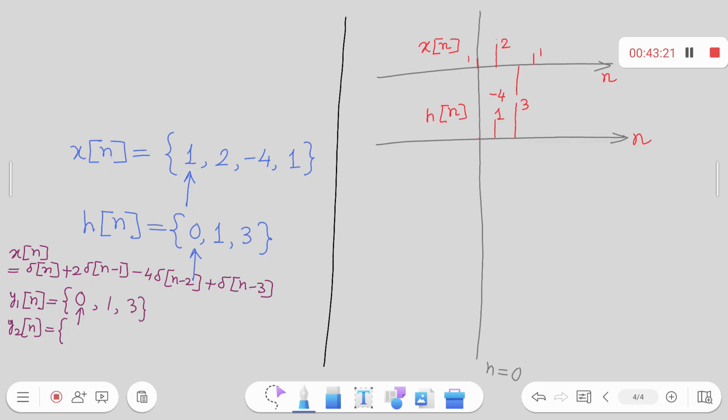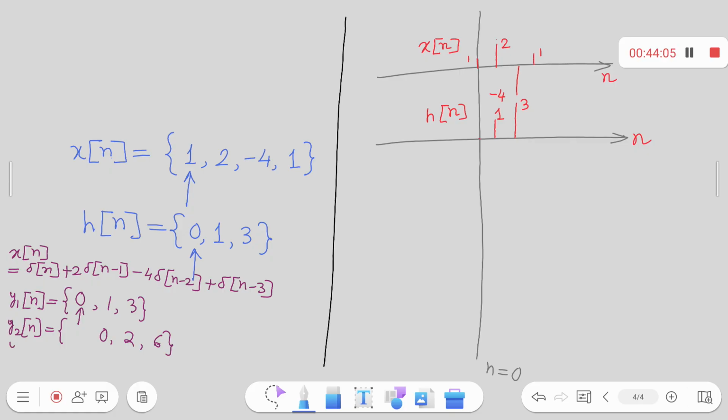For the input delta n, output is h of n. For the input delta n minus 1, output should be h of n minus 1. For the input 2 delta n minus 1, output should be 2h n minus 1. So how to get this 2h n minus 1? You have to multiply this with 2 and shift by 1 unit. So 0, 2, 6, starting from 1 only. So 0 here, 2 here, 6 there. That is y2 of n.